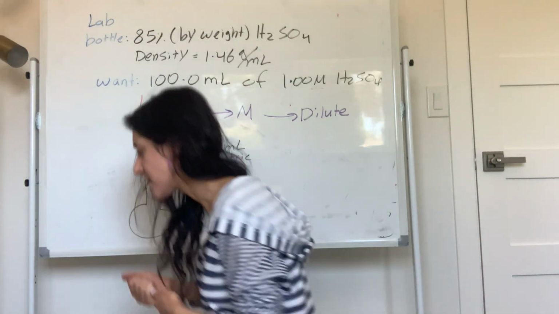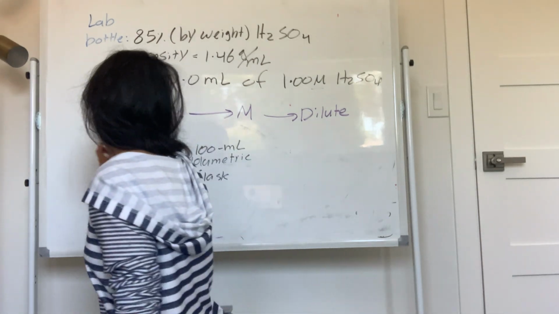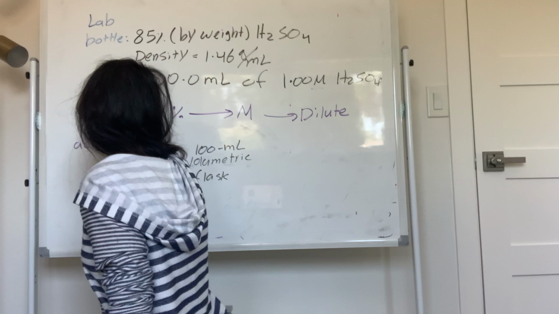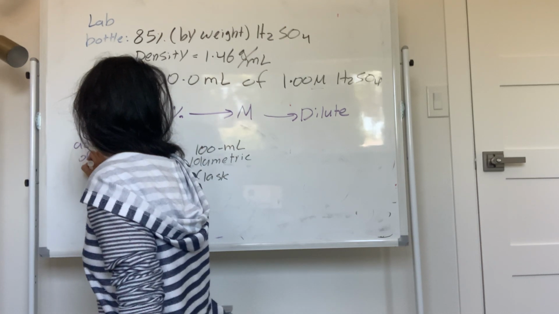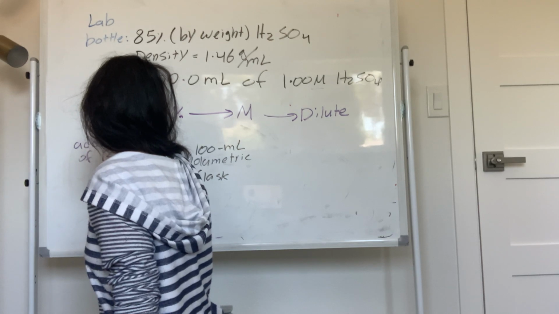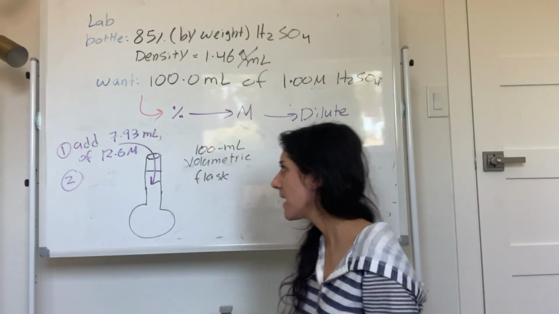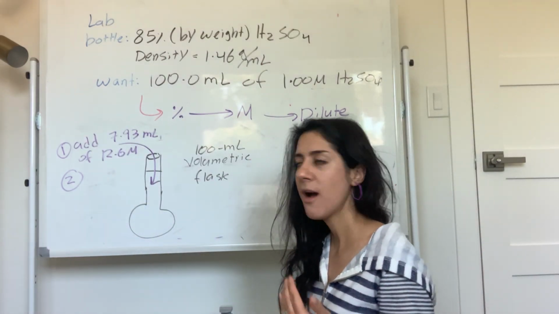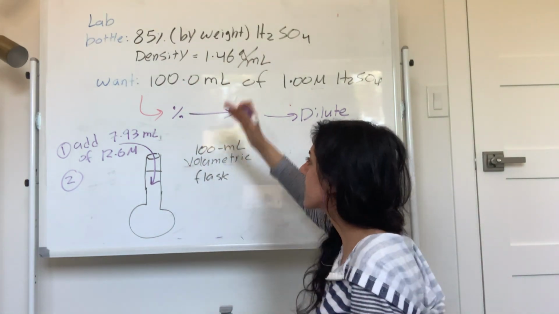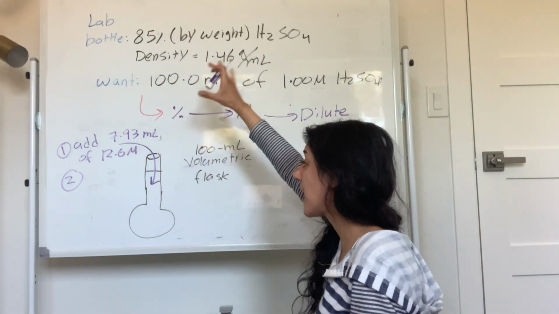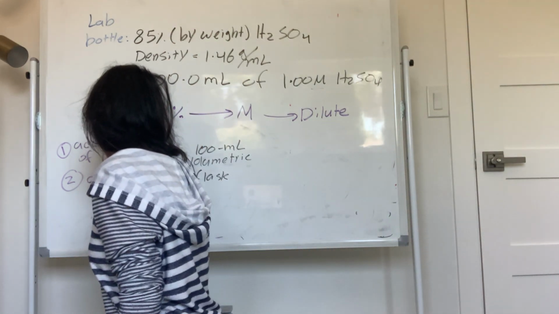Then what would I add to this? This is what you would do in lab. You would add 7.93 ml of 12.6 molar solution, right? Because we decided that that's how much we need to take. We would take 7.93 ml of 12.6 molar solution, which is our bottle in lab. So I would take 7.93 ml of that bottle that I have in lab, and then I would add water.